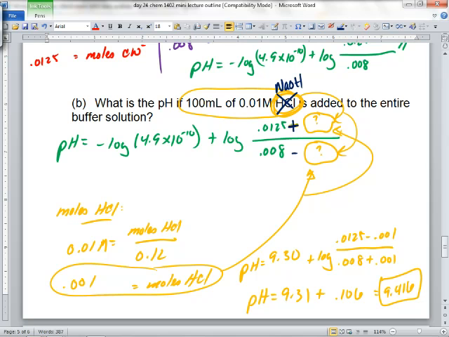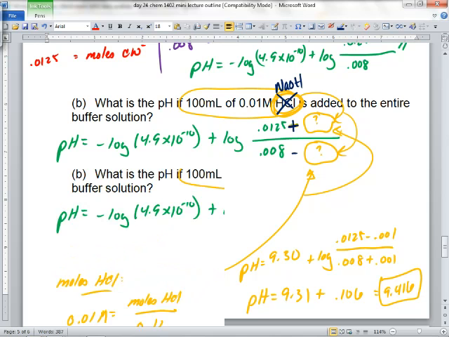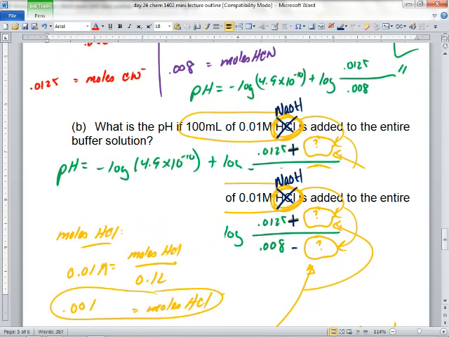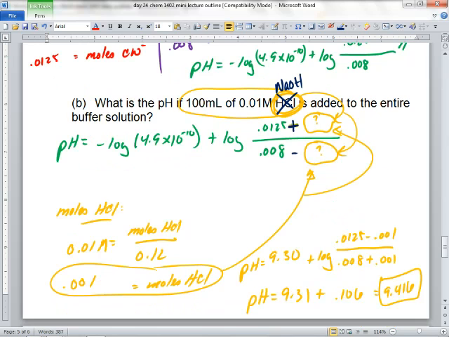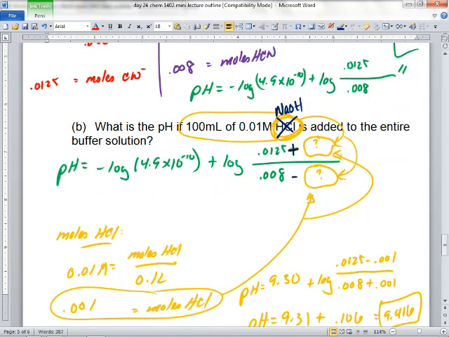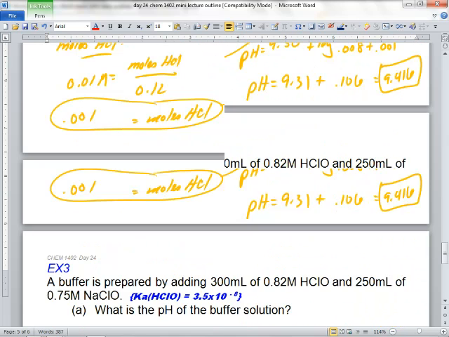Exactly. Okay, now, before we go on to the next question, pH originally was 9.5. Now it's 9.4. The solution got slightly more acidic. It should have gotten more acidic because we added a strong acid. It didn't drop a whole lot, but it changed a little bit, right? About 0.08 or 0.09 units. Okay.